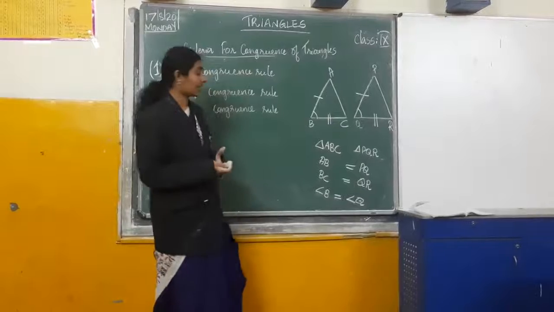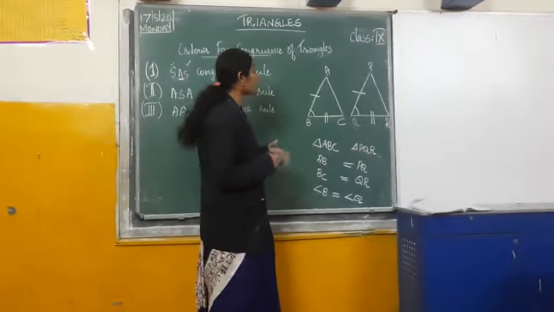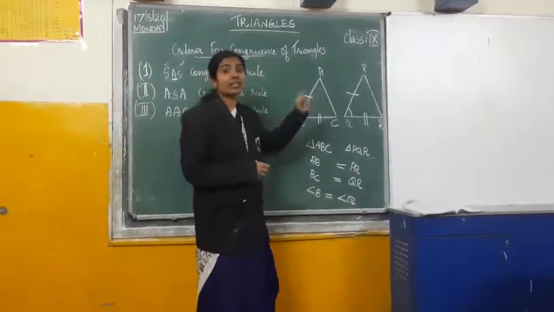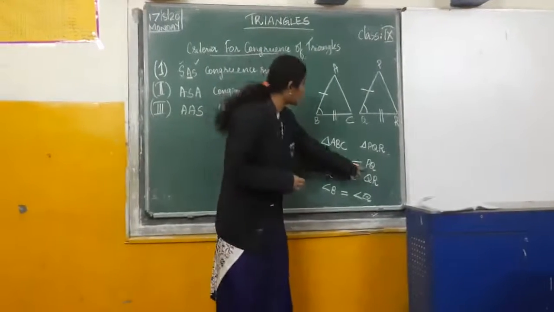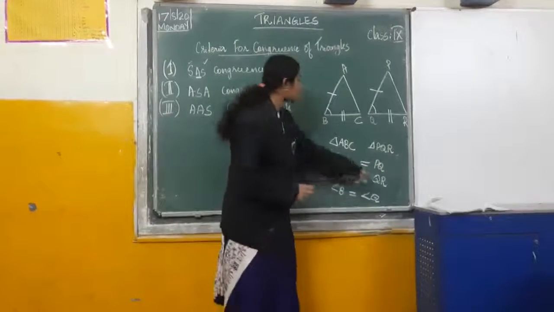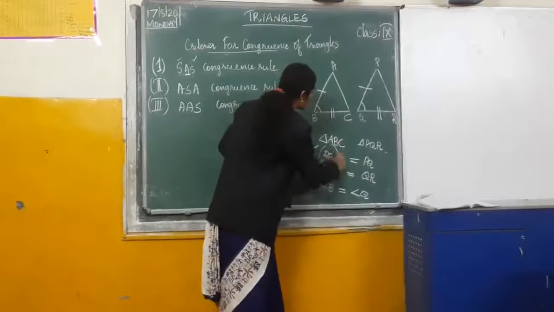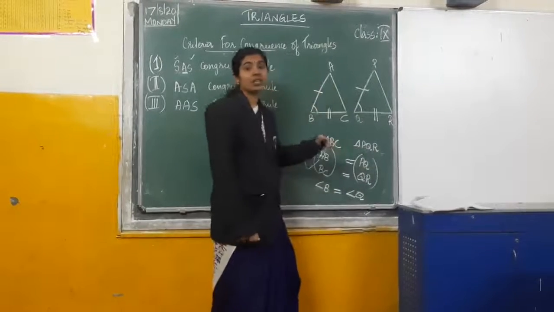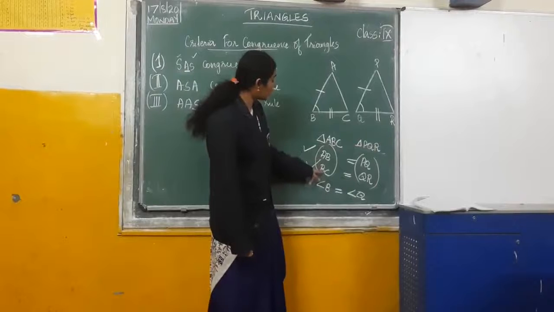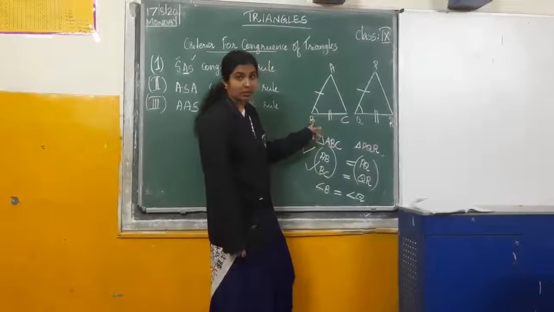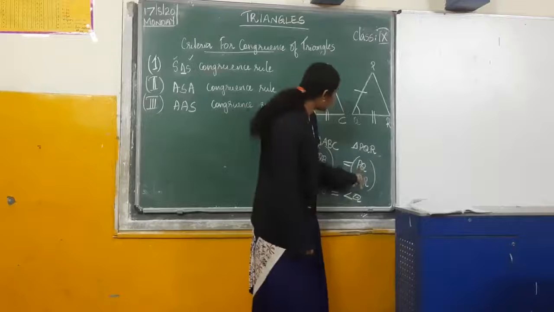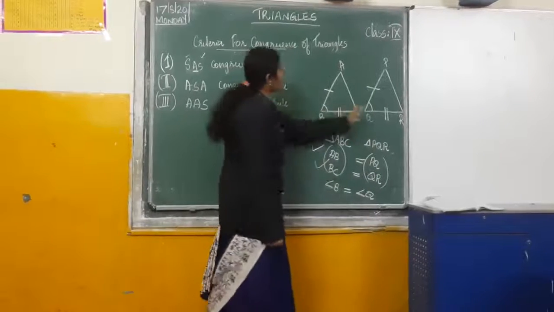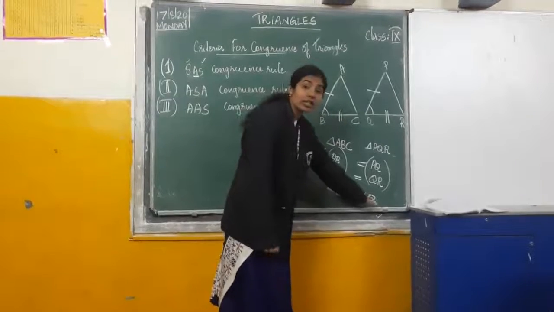So how to check the congruence? First you see two sides of both triangles are equal. Here you can see AB equal to PQ and BC equal to QR. That means two sides of the first triangle are equal to two sides of the second triangle. Next, between these two sides angle B is included, and between the other two sides angle Q is the included angle, and both are equal. So angle B equal to angle Q.